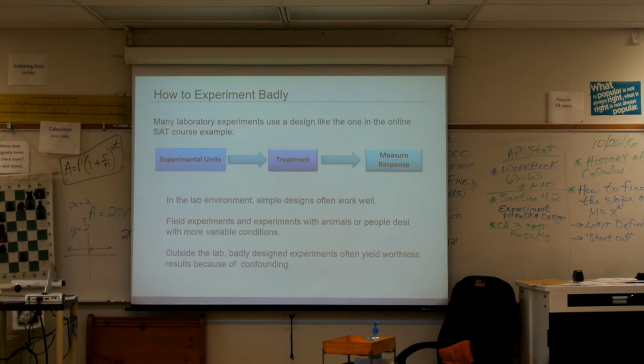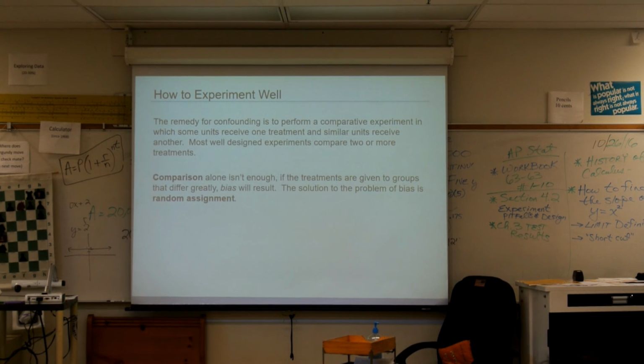So how to experiment well? The remedy for confounding is to perform a comparative experiment in which some units receive one treatment and similar units receive another. Circle the word similar, please. That's on the slide. Most well-designed experiments compare 2 or more treatments. Similar. Comparison alone isn't enough. If the treatments are given to groups that differ greatly, bias will result.